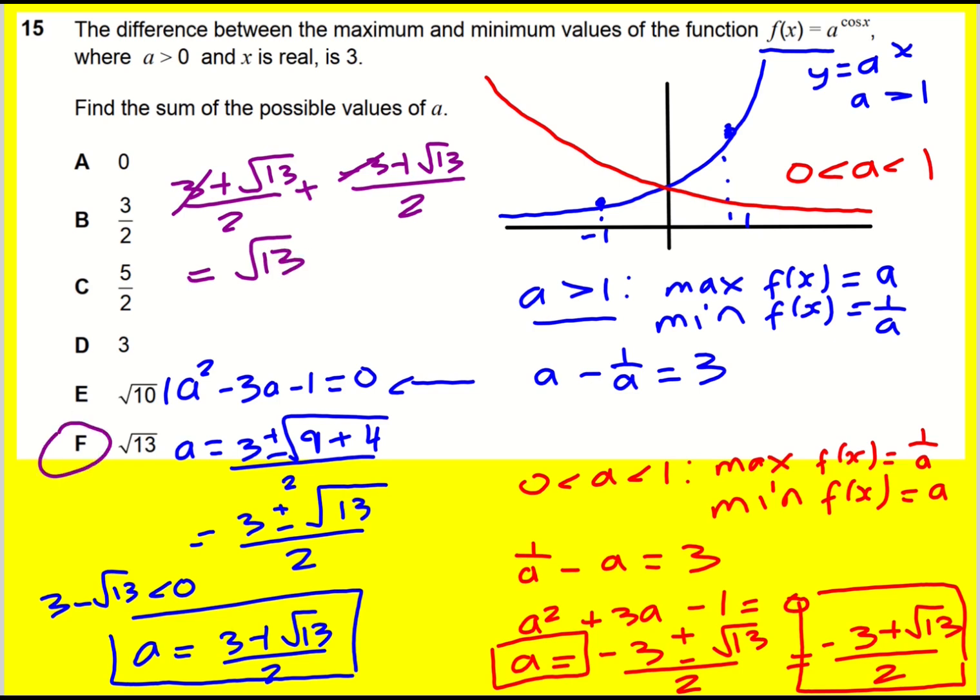So be really careful on this question, and it's a nice little reminder to make sure you split things into different cases. Don't just jump into questions and make assumptions. You need to look at a greater than 1 and a between 0 and 1 separately.